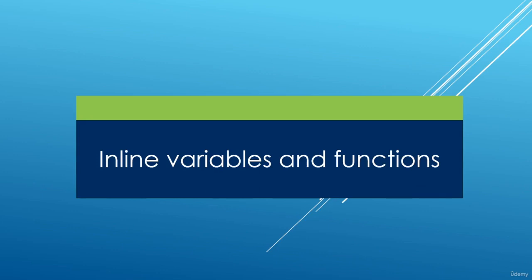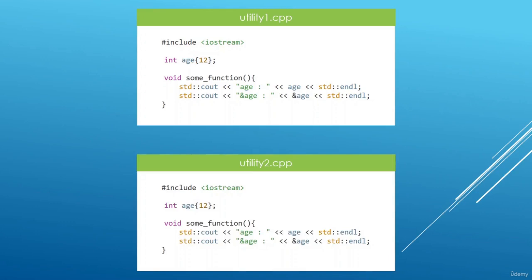In this lecture, we're going to learn about inline variables and functions. This is a facility we have in the C++ programming language to be able to violate the one definition rule. If you remember, we have said that it isn't possible to have two definitions for the same name in the same file or even across different files or translation units.